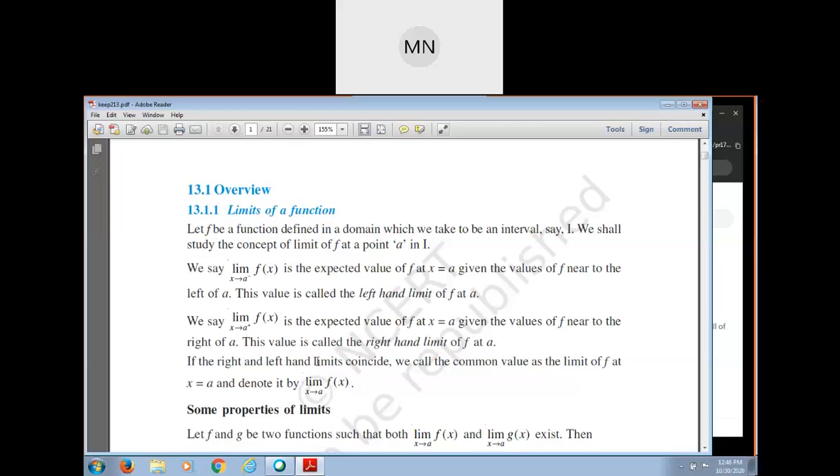So we write that this one is what? Limit x tends to a f of x equals limit x tends to a minus f of x. This indicates the left hand limit, and limit x tends to a plus f of x indicates the right hand limit. If both exist and are equal, then we say that this common value is the limit of that particular function f. Okay?